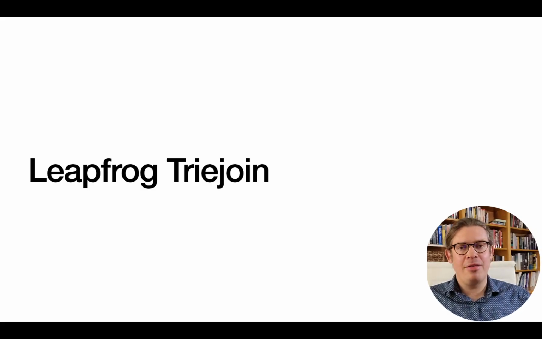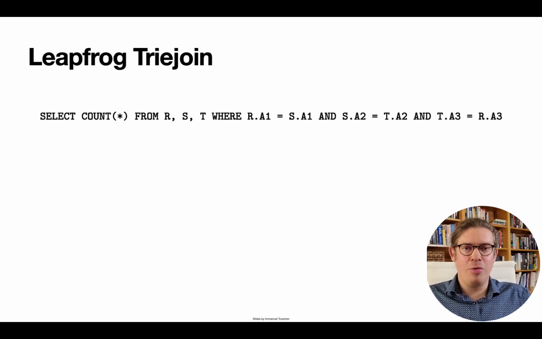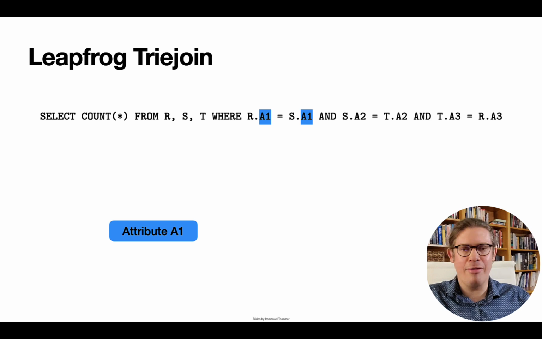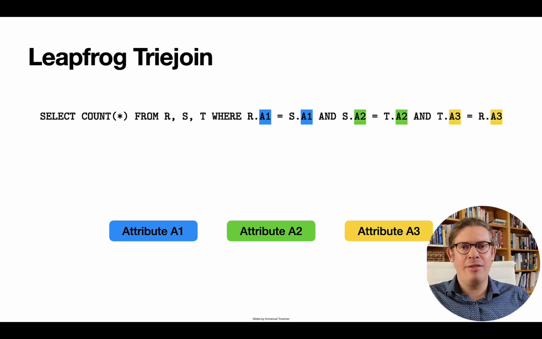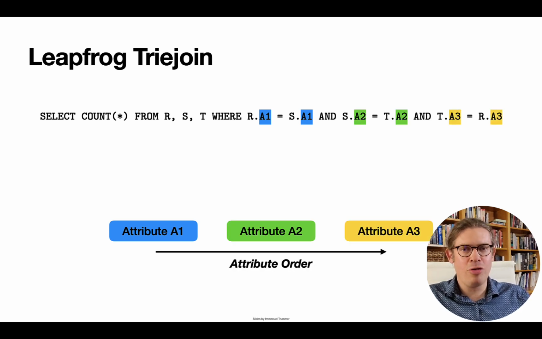Internally, ADOPT is based on the Leapfrog Trie Join, a popular worst-case optimal join algorithm. And given a query like the one that you see here, the Leapfrog Trie Join focuses on the join attributes. In this case, we have 3 join attributes, and for a given order of those join attributes, the algorithm proceeds by first selecting the lowest matching values for the first attribute, a value that appears in all relevant tables.